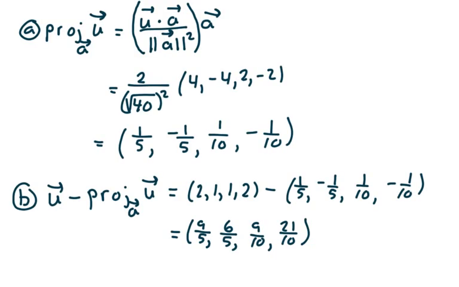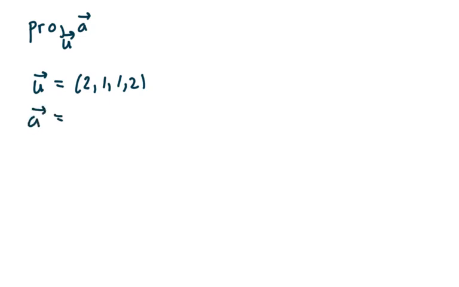Now, one final thing I want to point out. So if we look over here, we did the projection of U onto A. What about the vector projection of A onto U? Okay, now let's remind ourselves. U is the vector 2, 1, 1, 2. And A is the vector 4, negative 4, 2, negative 2, okay?